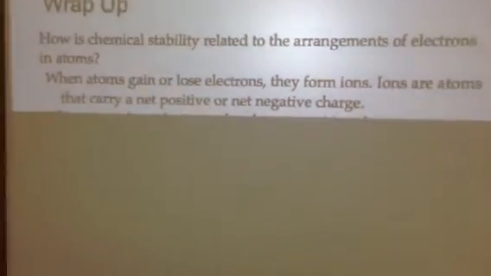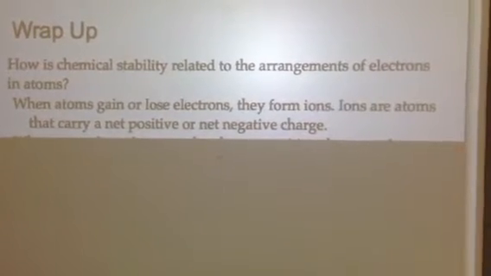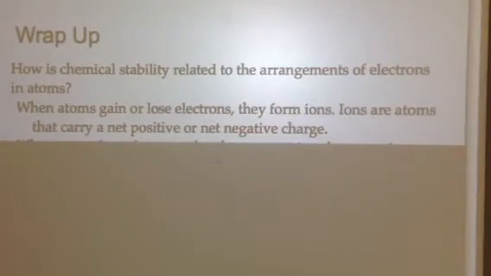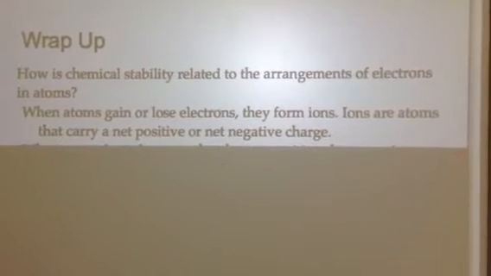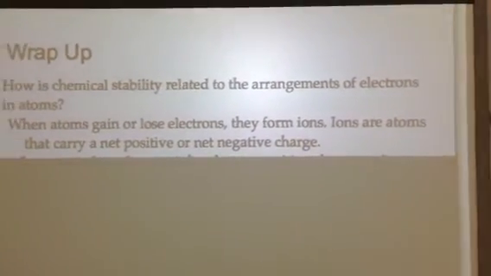Okay, so now let's move on to our next question. When atoms gain or lose electrons, they form ions. Ions are atoms that carry a net positive or net negative charge. And this is something that can be very confusing.